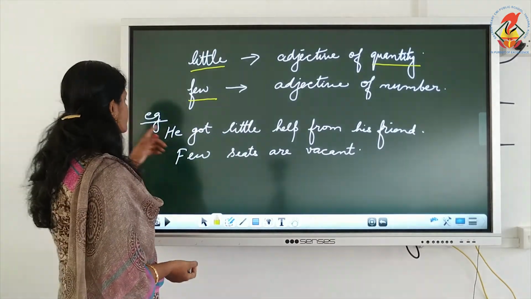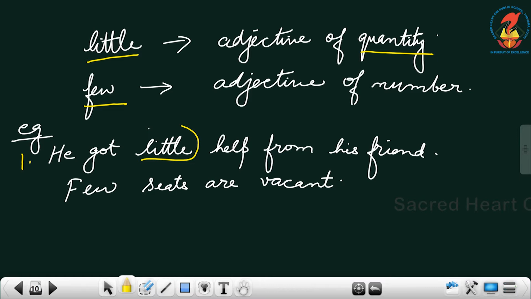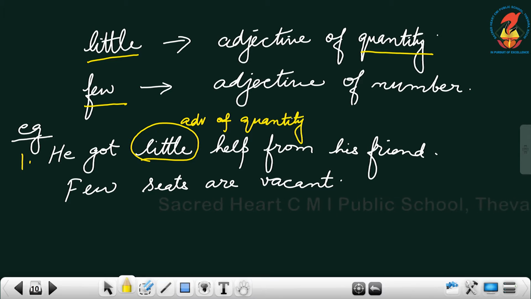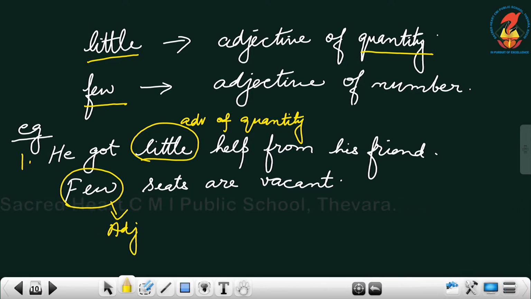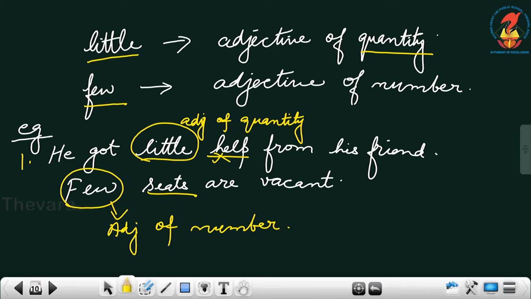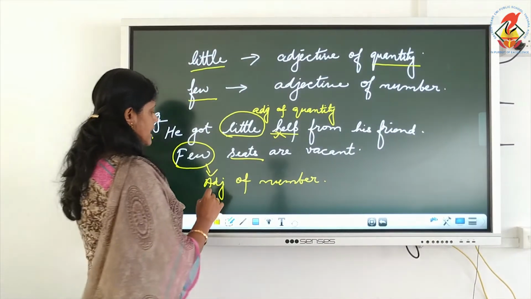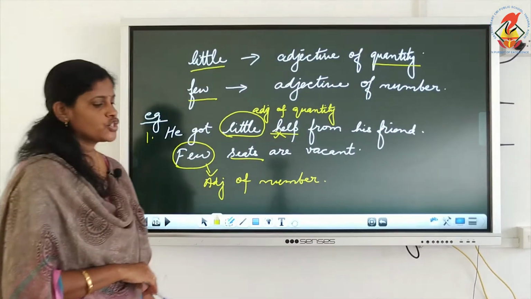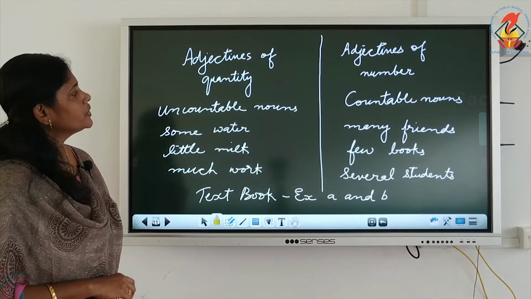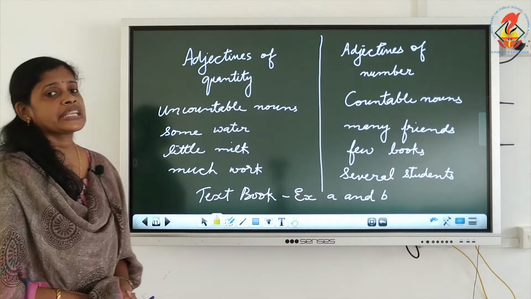Let's see two examples. The first example is: he got little help. You cannot count it, so this is an adjective of quantity. And the second one is: few seats were. So this word few is an adjective of number, because you can count seats, but here help cannot be counted. Is it clear? So this is an adjective of quantity and this is an adjective of number. Is it clear, children?